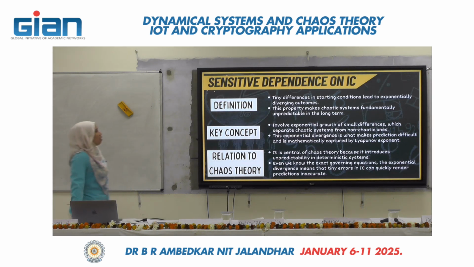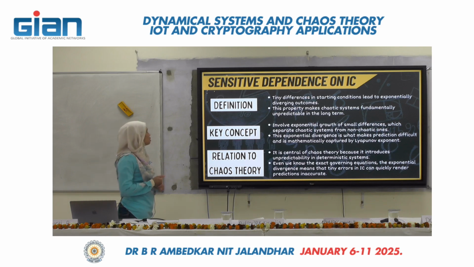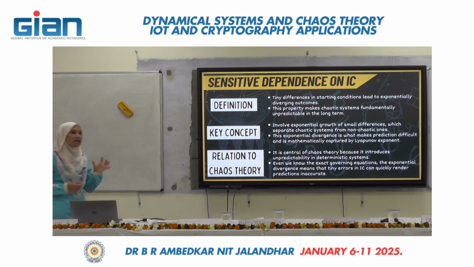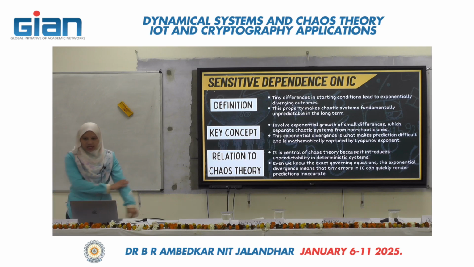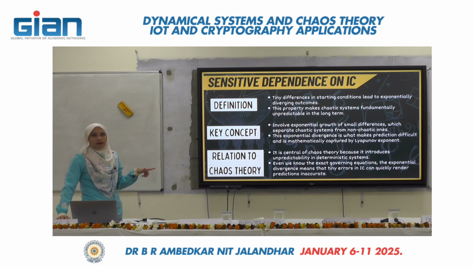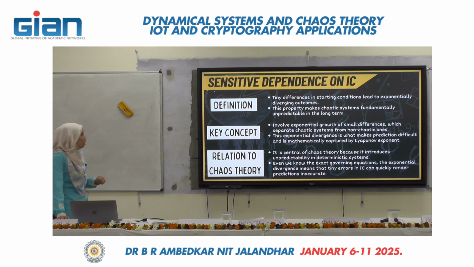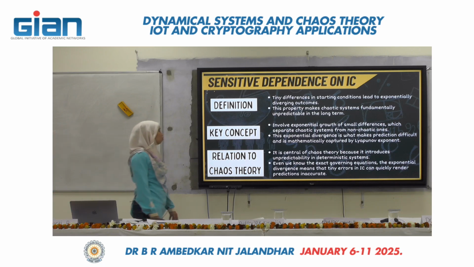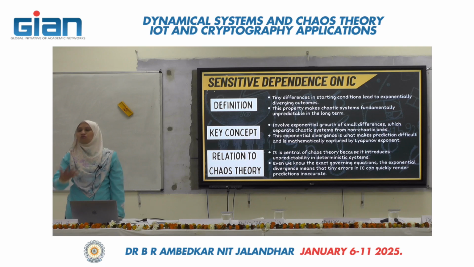Okay, so now this is the mathematical rigor of chaos theory, sensitive dependence on initial conditions. So what does it mean? It means a tiny difference in the starting condition would lead to exponentially diverging outcomes. These properties actually make the chaotic system unpredictable. So we use the Lyapunov exponent to calculate or to measure it.